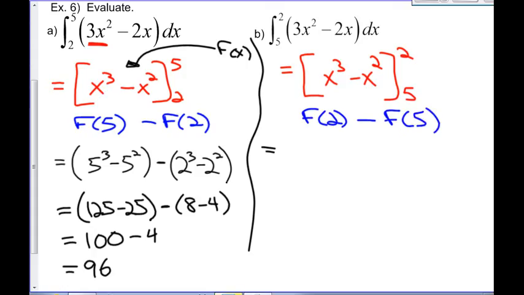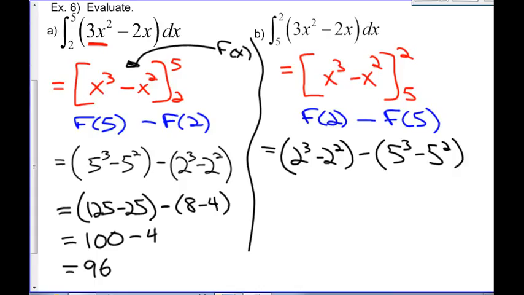Okay, let's see what happens. That's going to be 2 cubed minus 2 squared, minus 5 cubed minus 5 squared. Just subbing into that red function. 8 minus 4, so that's 4. Minus 125 minus 25, that's 100. Whole thing gives us negative 96.